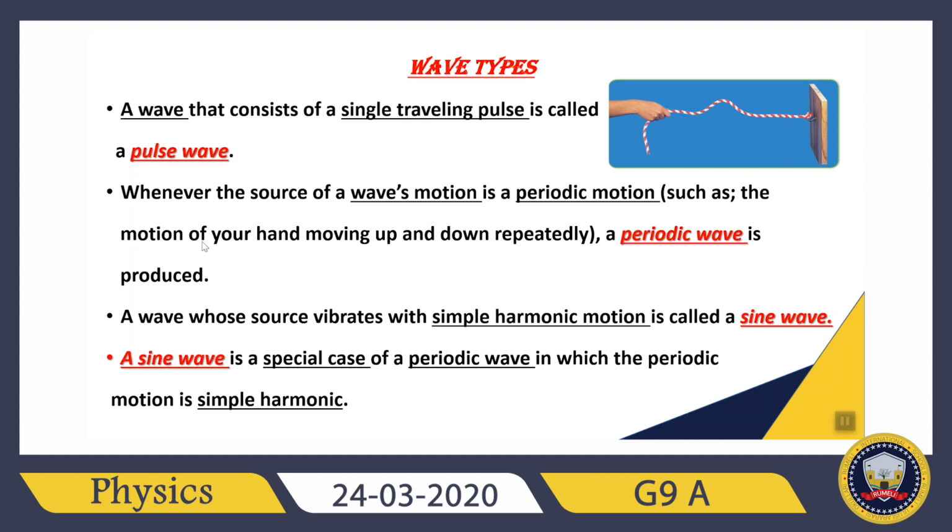So we have studied a pulse wave, a periodic wave, and a sine wave. Now there is a difference: if the pulse is repeated many times in the form of periodic motion, it is called a periodic wave. But if it is in the form of simple harmonic motion, it is called a sine wave.